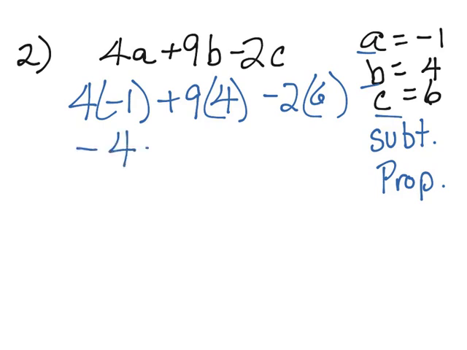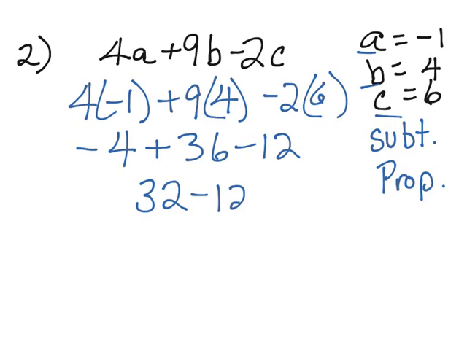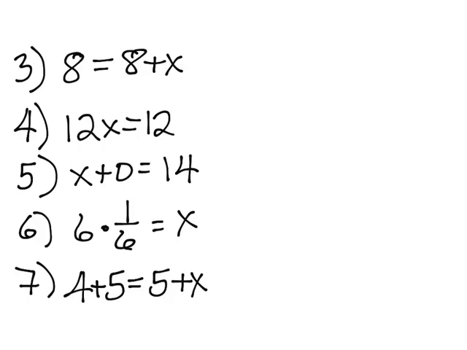So negative 4 plus 36 minus 2 times 6, which is 12. So then we put them all in there. Order of operations left to right would be 32 minus 12, so we would have an answer of 20. Again, the reason why we can add and subtract things like that is called the closure property.